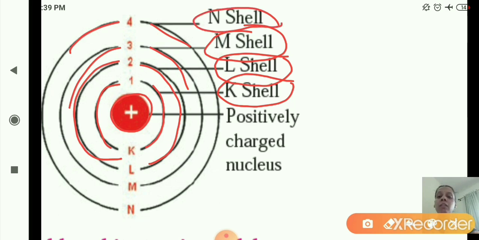And the letter small n is used to write the ordinal numbers of the shell. Ordinal number means 1, 2, 3, 4 and so on. Okay, so n is equal to 1 means which shell? K shell. n is equal to 2 means L shell. n is equal to 3 means M shell. And n is equal to 4 means N shell.